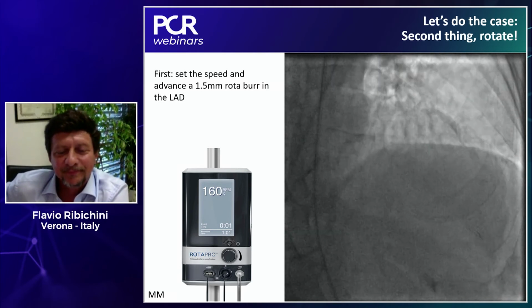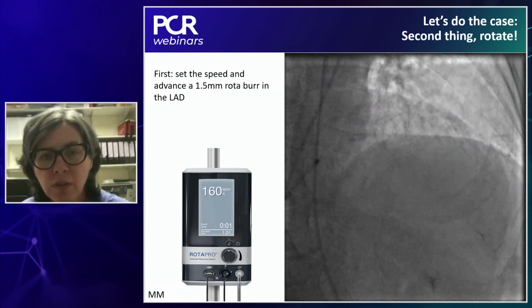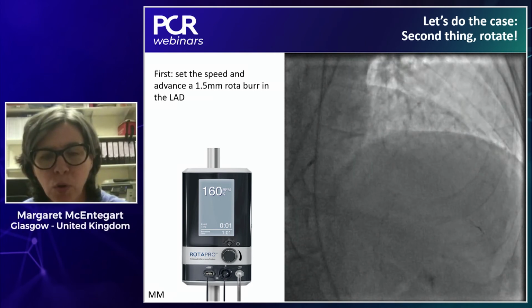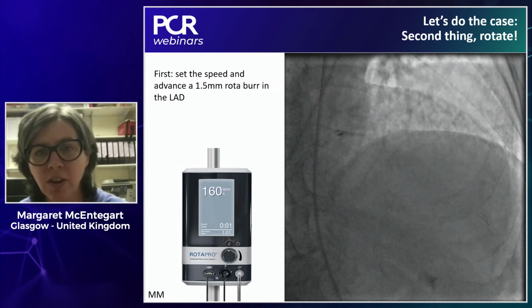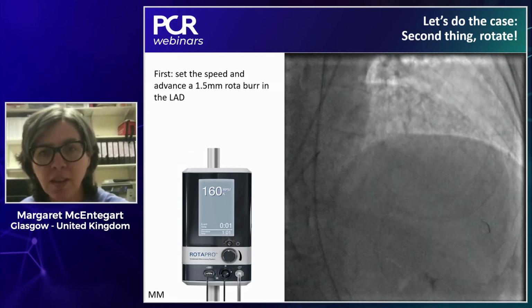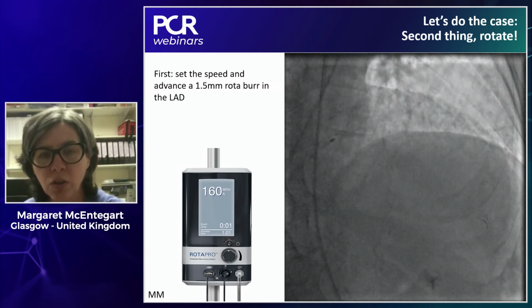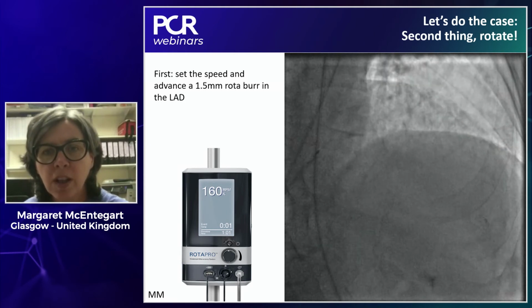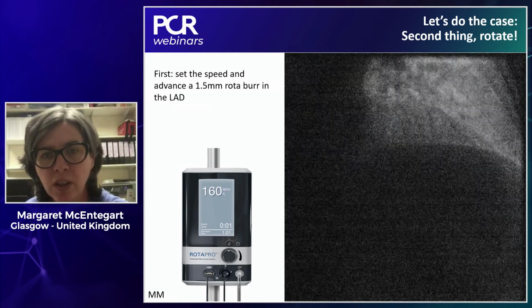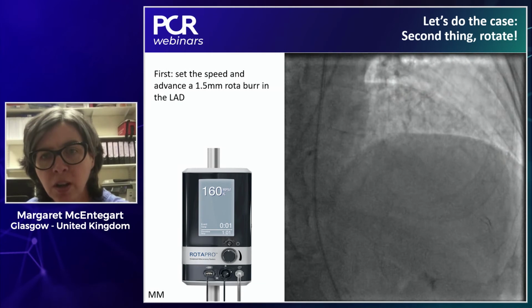Okay, so the first thing you're going to do, what you see here in the left is the new RotaPro console, which is very user-friendly. And what you can see is that it's set to start at 160 RPMs. So you're going to set up your system and test the bar outside the body like you will always do. And then you're going to advance the bar over the rota wire. And what you see on the right-hand side there is Flavio advancing the 1.5 millimeter bar into the left main.